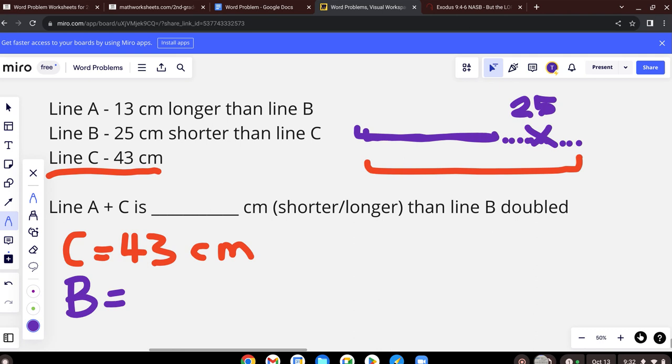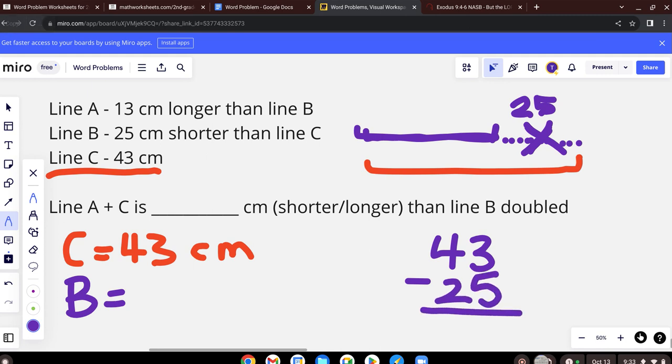Then we are left with this. You understand? So we have to calculate it. How do we calculate it? What is line C? Line C is 43. And we need to cross off how much? 25, because it's shorter. We cannot subtract 25 from 3, so we have to borrow.